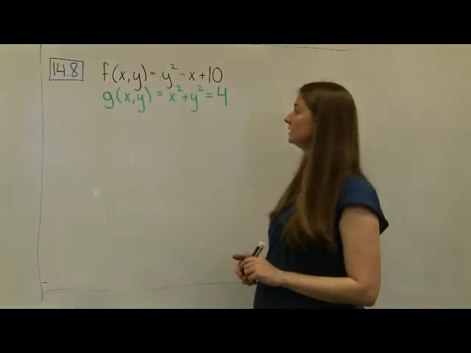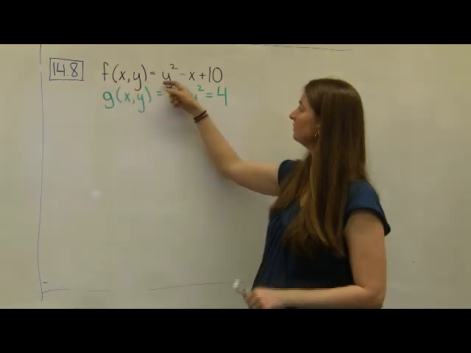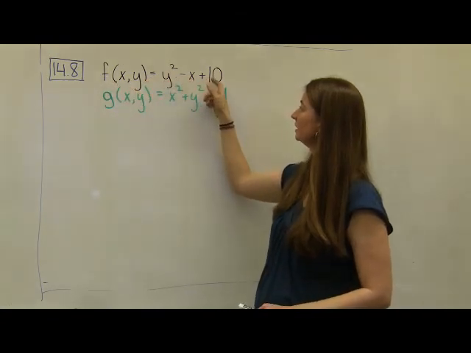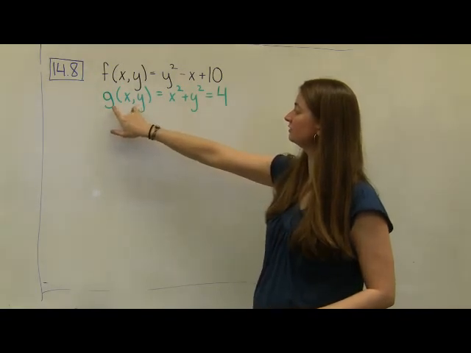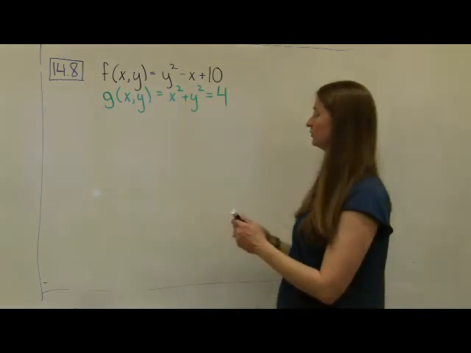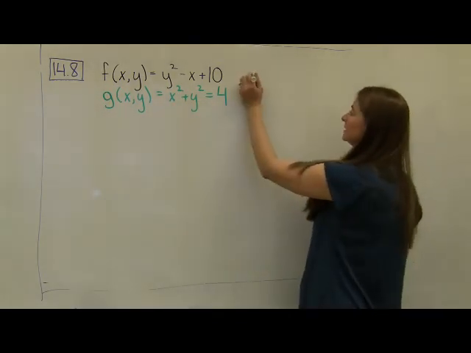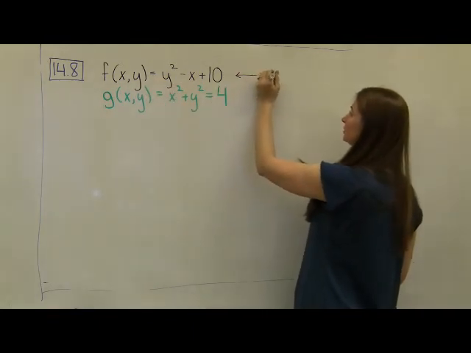So let's take a look at an example. Let's say that I have a function f of x, y given by y squared minus x plus 10. And let's say that I have a constraint function given by g of x, y equals x squared plus y squared equals 4. So based on the analogy of our previous example, this function is like our mountain function.